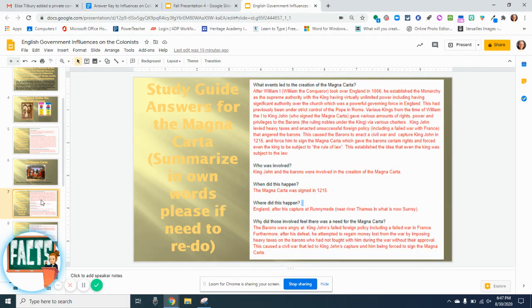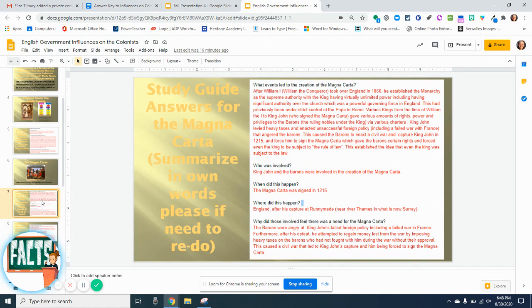So who was involved? King John and the barons were involved in the creation of the Magna Carta. Really, the barons created the Magna Carta and then forced John to sign it. But, semantics. The Magna Carta was signed in 1215. This happened in England after John was captured at Runnymede near the Thames River, which is in now Surrey. Again, you don't need to know that, but I'm trying to give you a big picture of what happened.